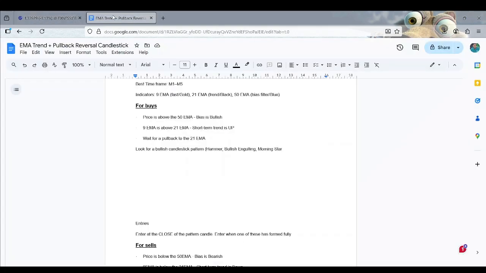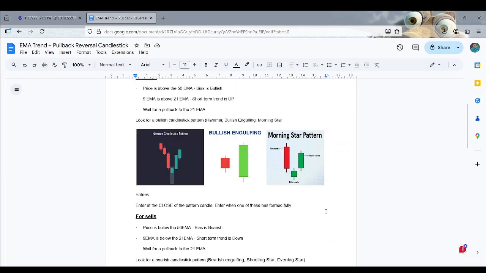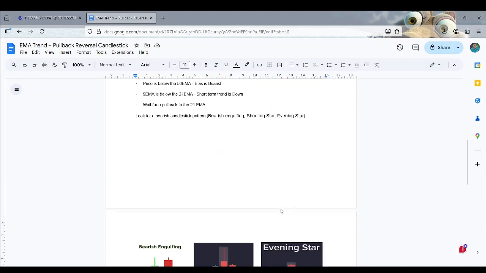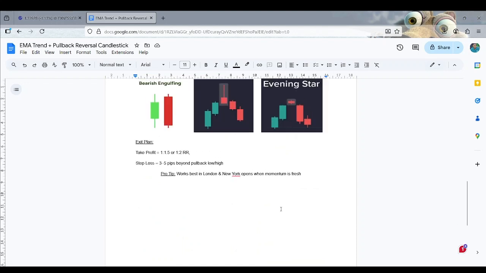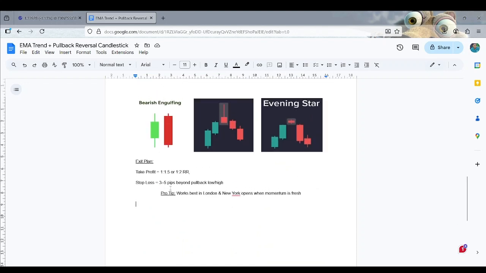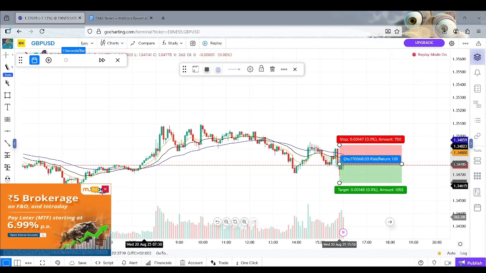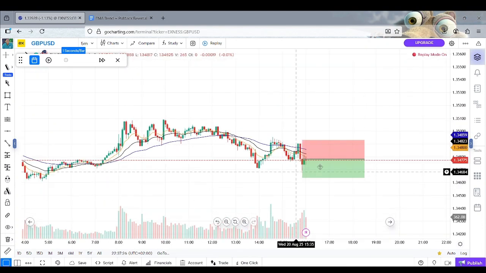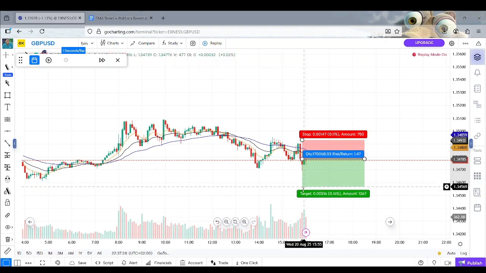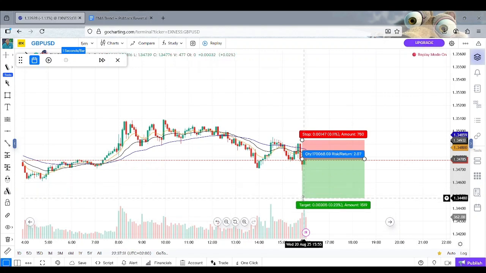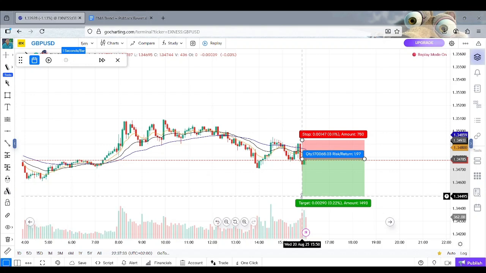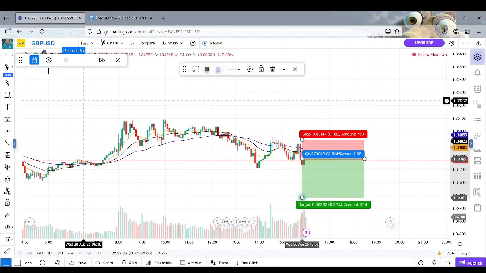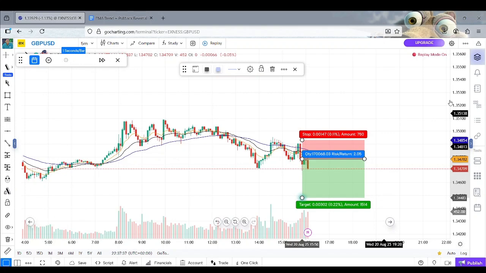Because remember, stop loss. Where's the stop loss? All right, stop loss should be 3 to 5 pips beyond the pullback or the high. So with this plus that, and then 1 to 2. Okay, with that, let's see how it plays out.